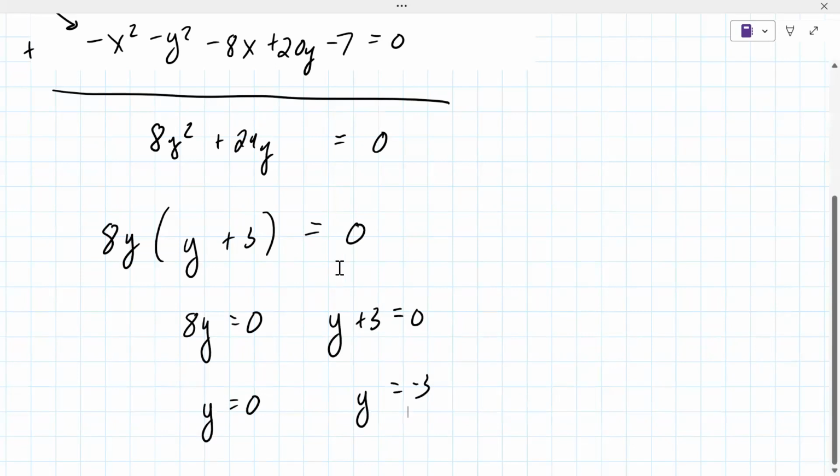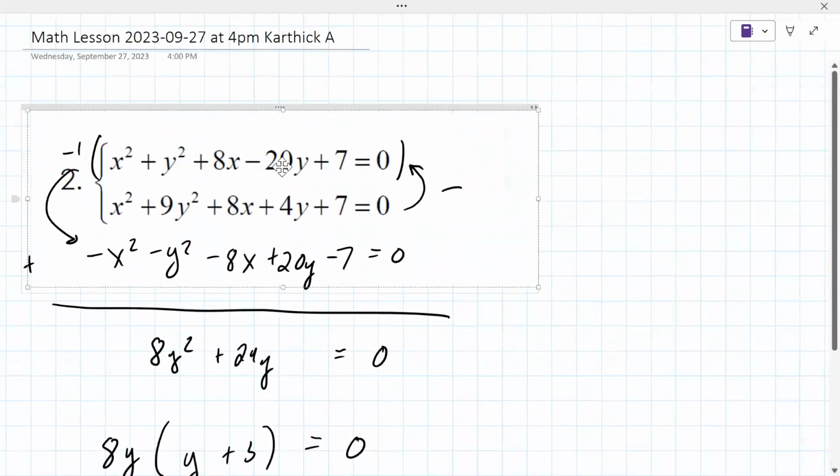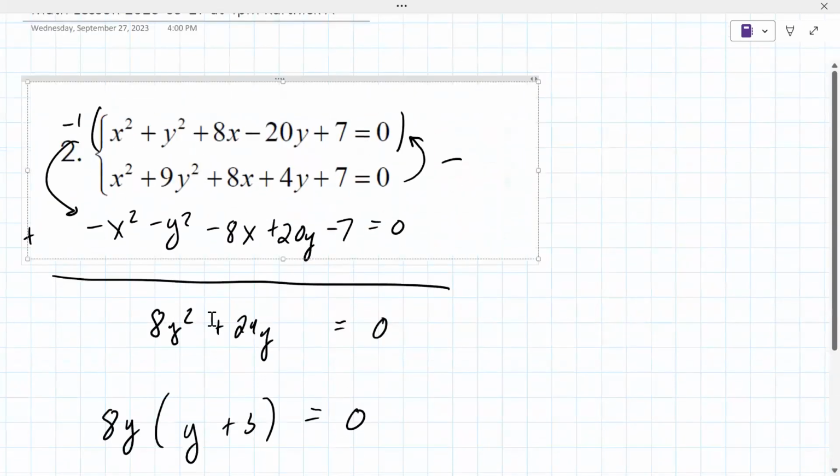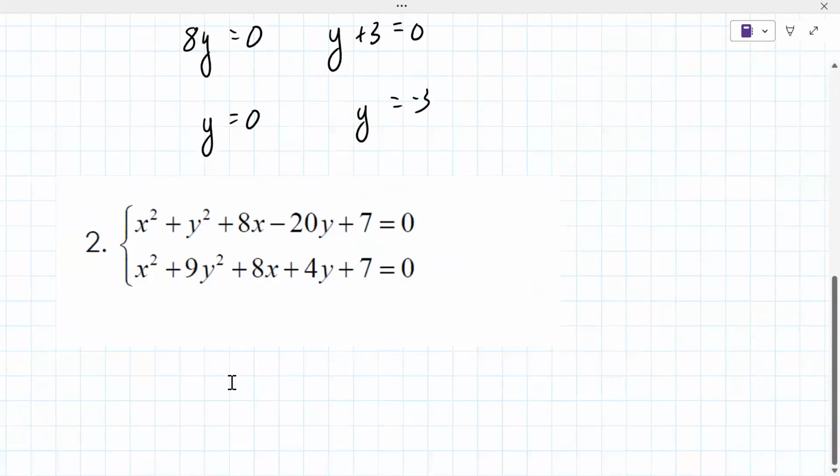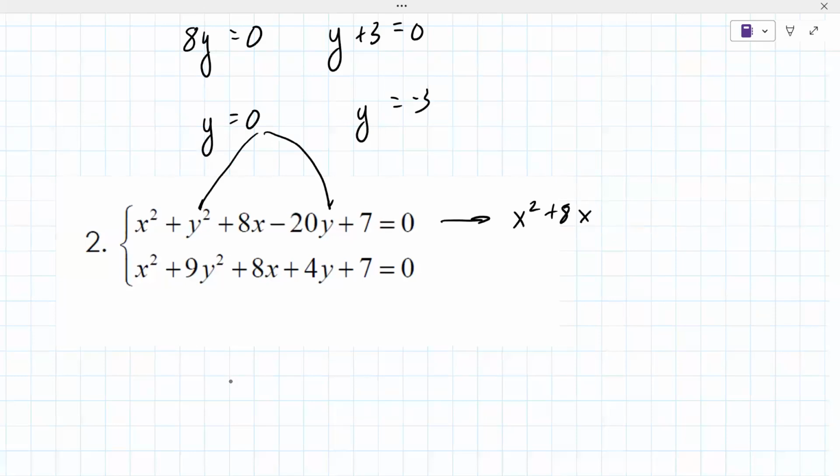However, it's not like we have this great thing now. It's not like some of the others where it's really worked out nicely. The 0 is going to be okay. So we're going to go back to the original form. Grab these. All right, so when you put 0 in for y, and I'm going to do that in the first equation, it becomes x squared plus 8x plus 7 equals 0.